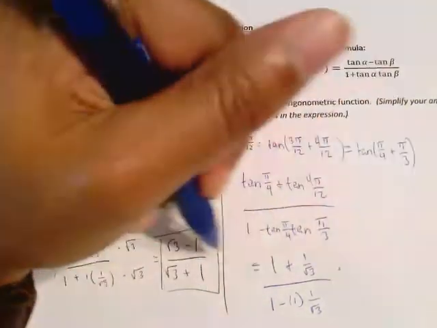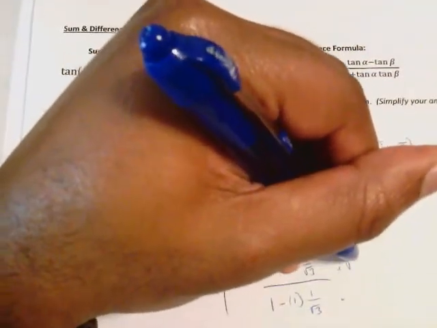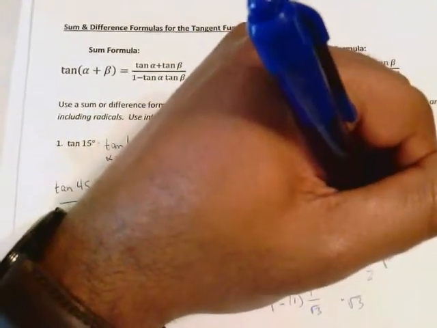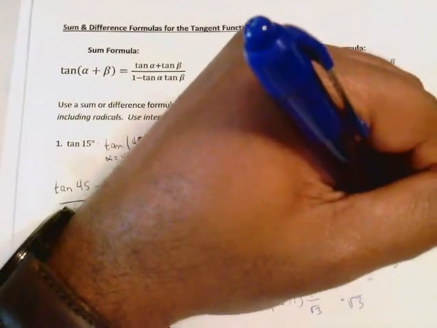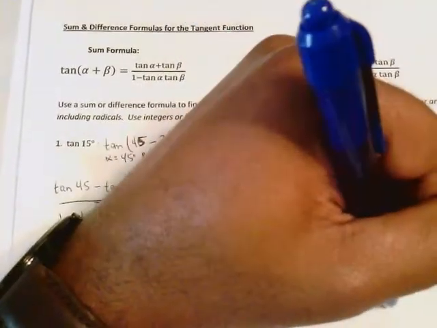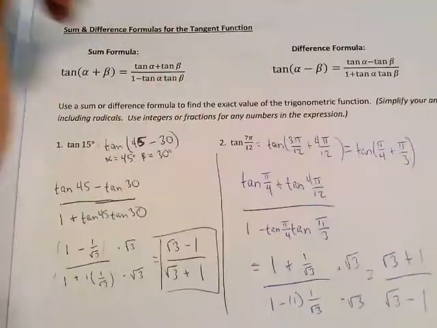So now, similarly to our last example, we'll multiply everything by square root of 3. This will leave us with the square root of 3 this time plus 1 over the square root of 3 minus 1.